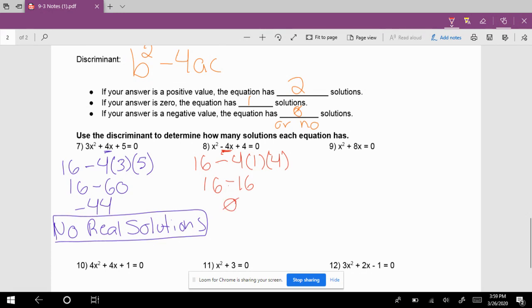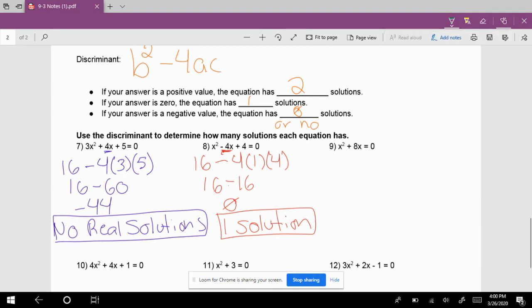So again, that's not my answer, that's my discriminant. If the discriminant is 0, so if I take the square root of 0, how many answers do I get? Only one. I get one solution. So again, the solution is not 0. There's just only one solution to that problem. Okay, the discriminant is 0.